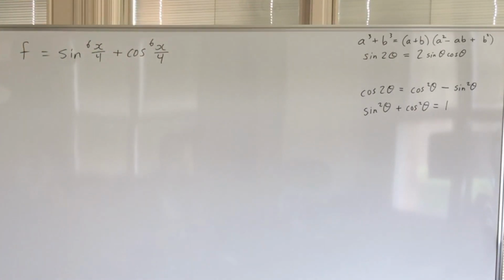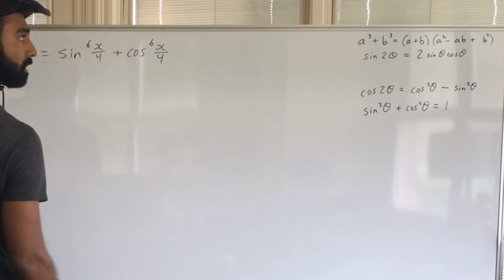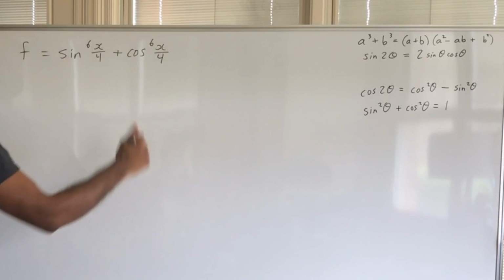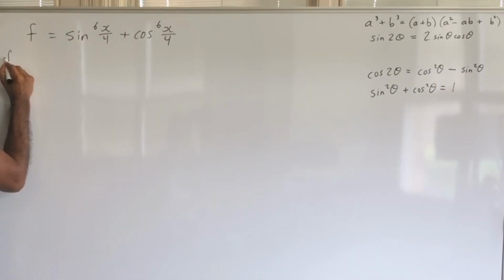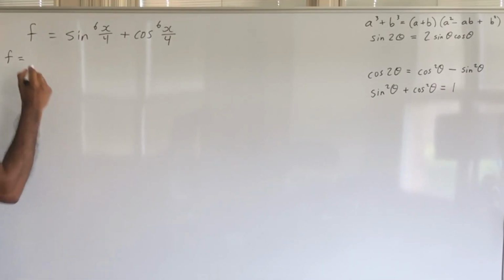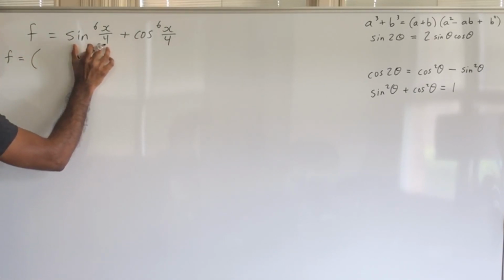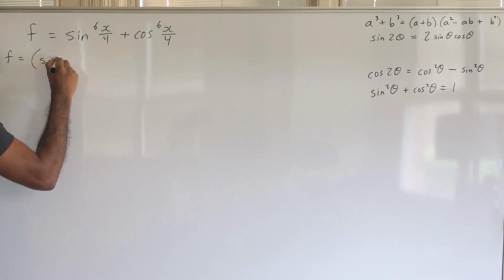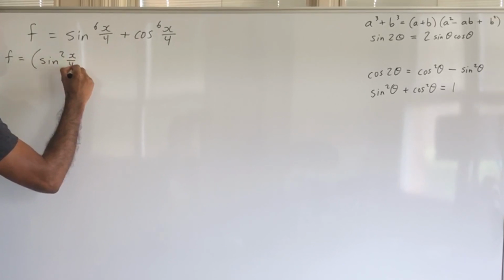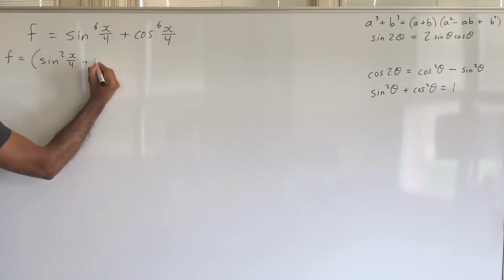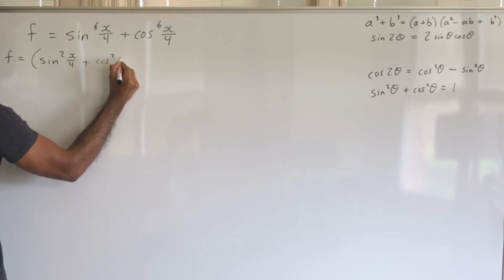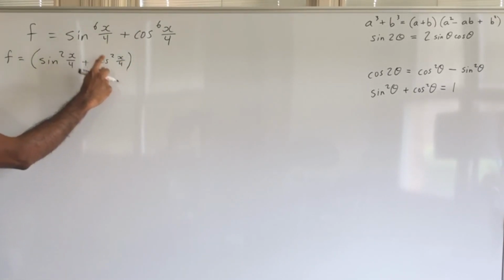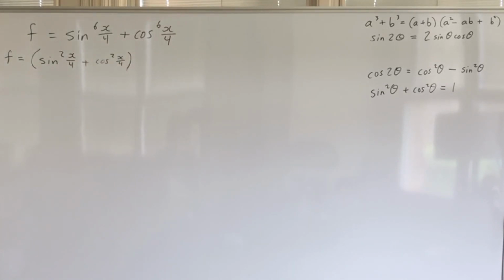So we're going to hold those in remembrance, and I'm going to apply them here right off the bat. I'm going to apply the top one. With this in place, I can write f as sine squared x over 4 plus cosine squared x over 4, yes? Because if I cube this, I get that. If I cube this, I get that, yes? You following, Victoria? I think so.